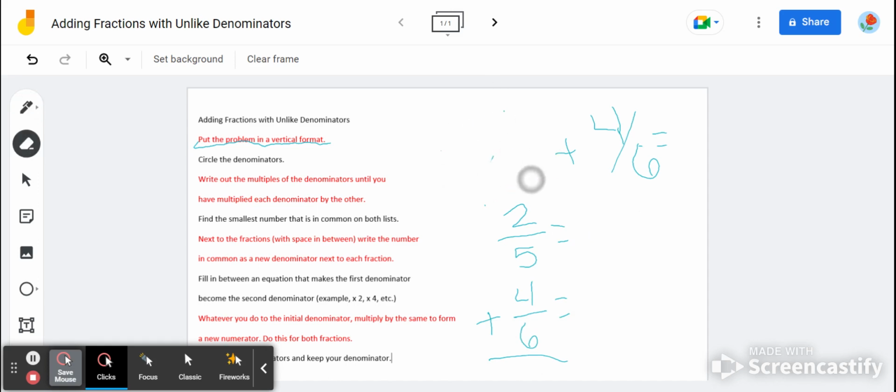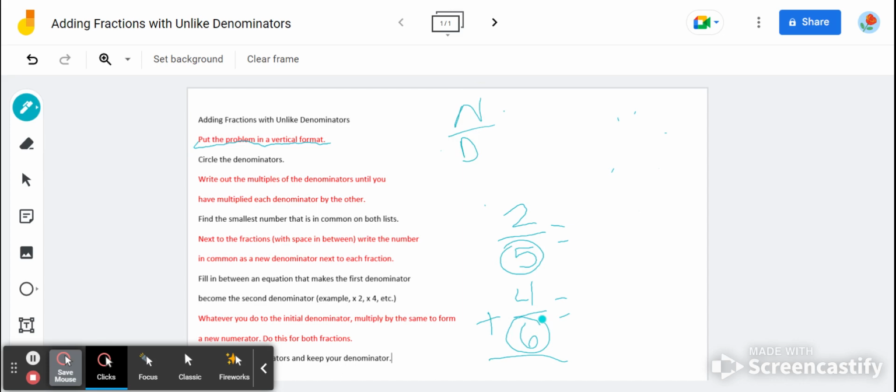The second step is to circle the denominators. Numerator up top, denominator on the bottom. So N, D. So 5 is the denominator and 6 is the denominator. Now I'm finished with that step. Write out the multiples of the denominators until you have multiplied each denominator by the other, okay? This is an important step. So I'm going to write out the multiples of 5 until I get to 5 times 6. And I'm going to write out the multiples of 6 until I get to 6 times 5.